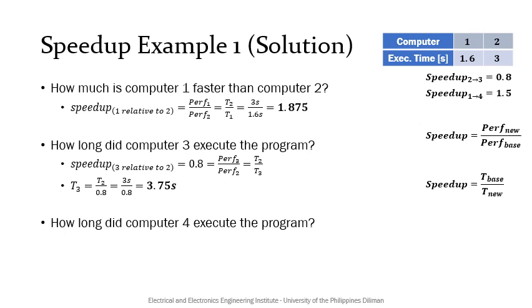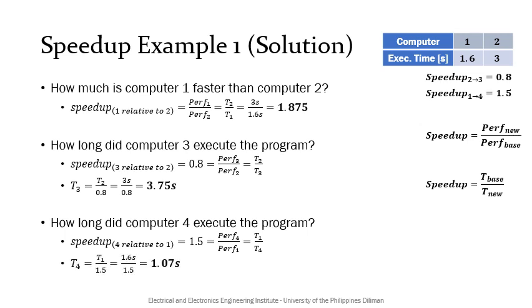For the third question, we can use the same approach to solve T4. We note that the speedup from 1 to 4, or 4 relative to 1, is 1.5 and is the ratio of T1 to T4. Thus, the execution time for T4 is simply T1 over 1.5, or 1.6 over 1.5, which gives us 1.07 seconds for T4, and thus we have already answered all of the questions for this first example.